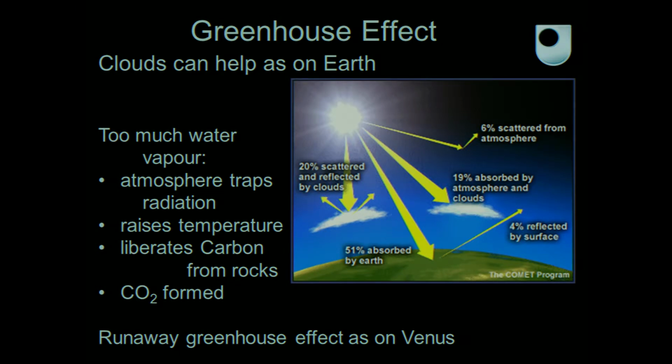So clouds can help, as they do on Earth, but if you have too many clouds, they can trap heat and cause a runaway greenhouse effect. So it's really rather complicated to assess whether a planet is habitable or not.